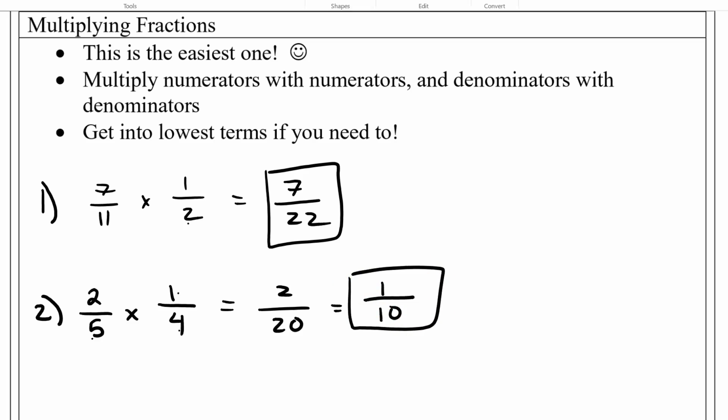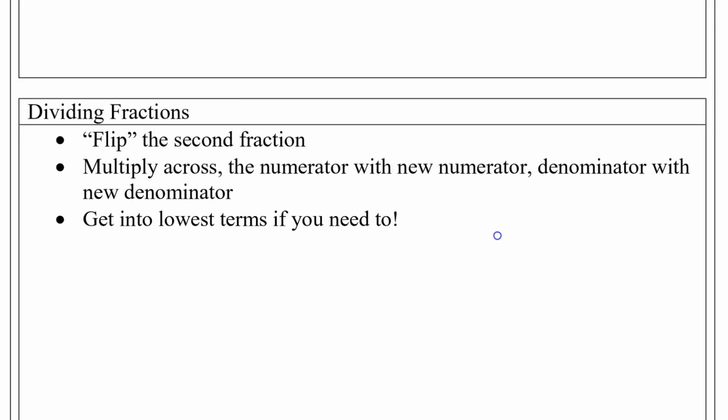Now, if some of you can see this, I can actually get to 1 over 10 faster because I can say 2 goes into itself 1 time. 2 goes into 4 2 times. So I go 1 times 1 is 1. 5 times 2 is 10. But if that was too quick, don't worry about it. Just get it into this intermediary stage, and then we can get it down into lowest terms.